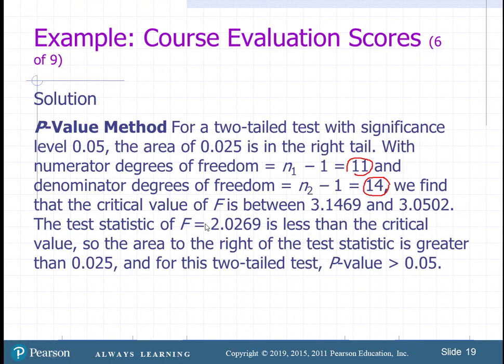And so our F statistic is less than our critical value, so the area to the right of the tail is greater than 0.05, meaning that our p-value will be greater than 0.05. And when our p-value is greater than alpha, it is not statistically significant.